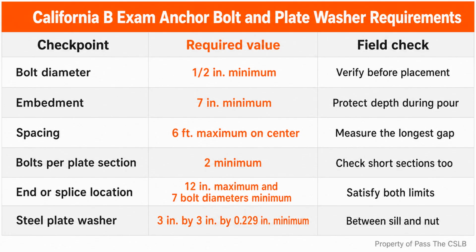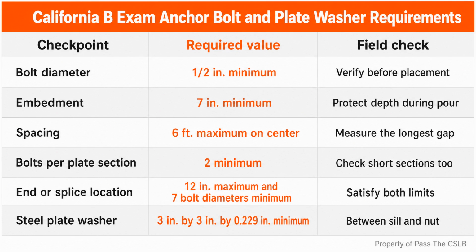Then I add the part that does not fit neatly into the rhythm. 1/2 inch minimum bolt diameter, the minimum distance of 7 bolt diameters from an end or splice, and the 3-inch square plate washer with the specified thickness. Do not let the memory aid replace the plans. Hold downs, shear wall details, special anchorage, edge distances, and engineered connections can add requirements. The value of the memory aid is that it helps you notice an obvious miss before the inspection, such as shallow embedment, a long unbolted plate section, a bolt too far from the end, or missing plate washers.